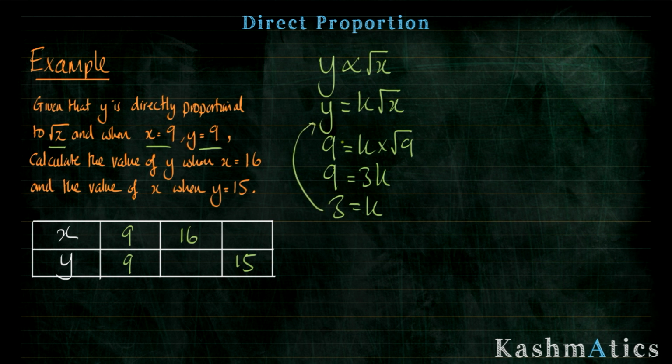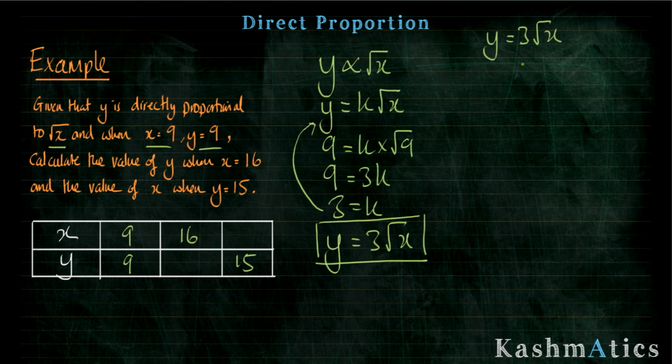So plugging that back in, I get y is equal to 3 times the square root of x. Okay, so this is the relationship between y and x. So let's write it up here. y equals 3 times the square root of x. And let's plug in our value of x. So when x equals 16, y would equal 3 multiplied by the square root of 16. Now the square root of 16 is 4, and 3 times 4 makes 12. Alright, so I can plug that value in here.